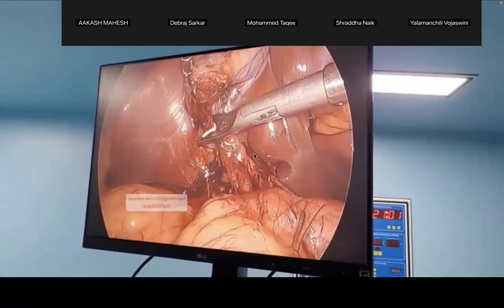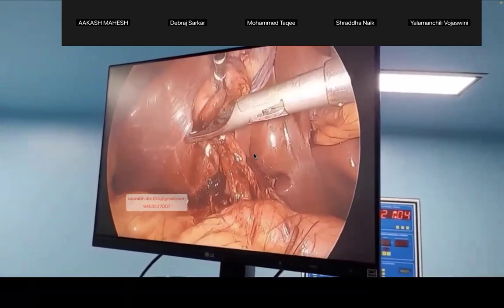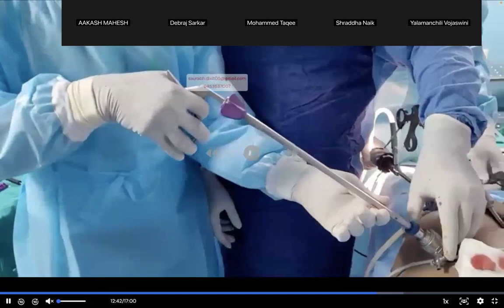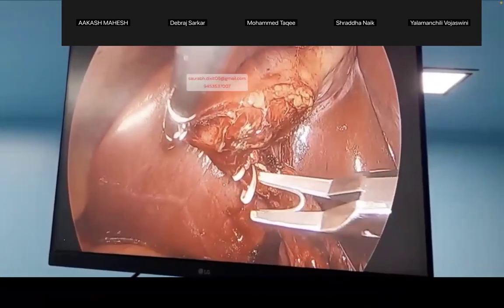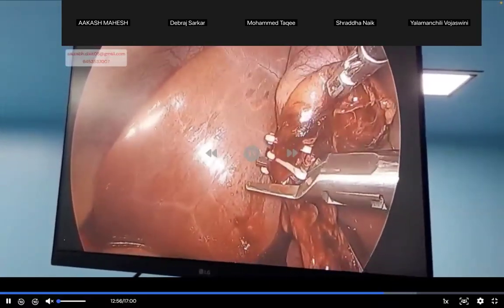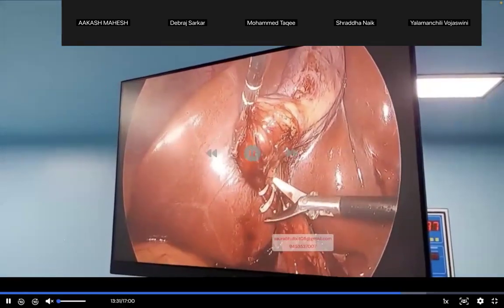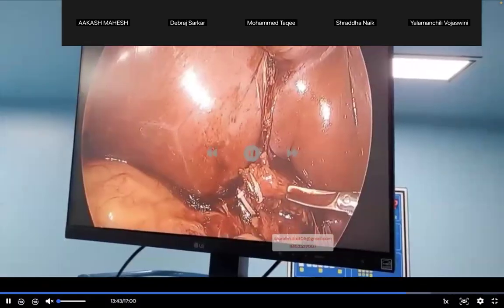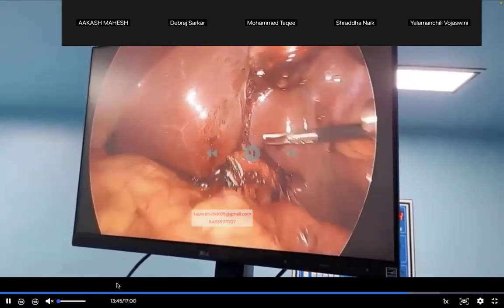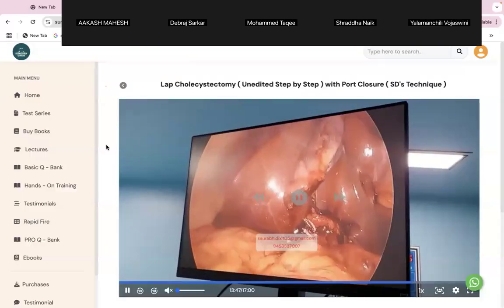Can you see? We have to grasp it, take it to the side, apply it. And once this is done, you can see I have asked my resident to apply. This is again one more clip that we have put, and you can just simply divide this. So once this is divided, the surgery is almost finished. You can see each and every structure has been beautifully delineated.